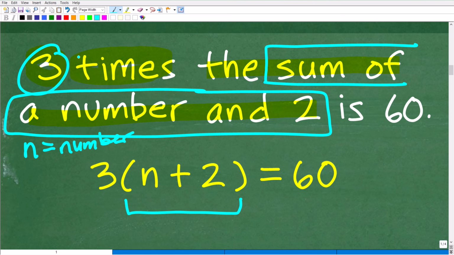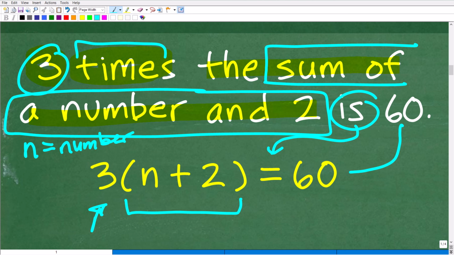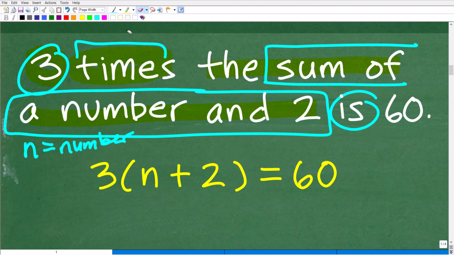So 3 times the sum of a number and 2 is this. This is our little equal sign right here, 60. Okay, so 3 times the sum of a number and 2 is 60. So this is what you want to do once you build an equation from your verbal sentence: look at the equation and read it back to yourself and make sure that it matches the verbal phrase. And if it does, then all we have to do now is focus on solving this equation, and that is going to be our next step.